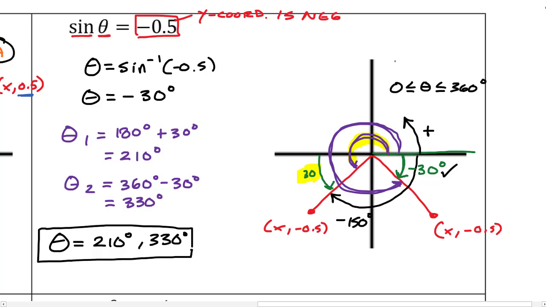All right, let's do some more here. Now we're dealing with cos. We did two with sine, a positive sine and a negative sine. So now we're dealing with cos. So remember, what does cos mean? It means the x-coordinate. What x-coordinate gives you this angle? So we need to figure out the angle when the x-coordinate is 0.5.